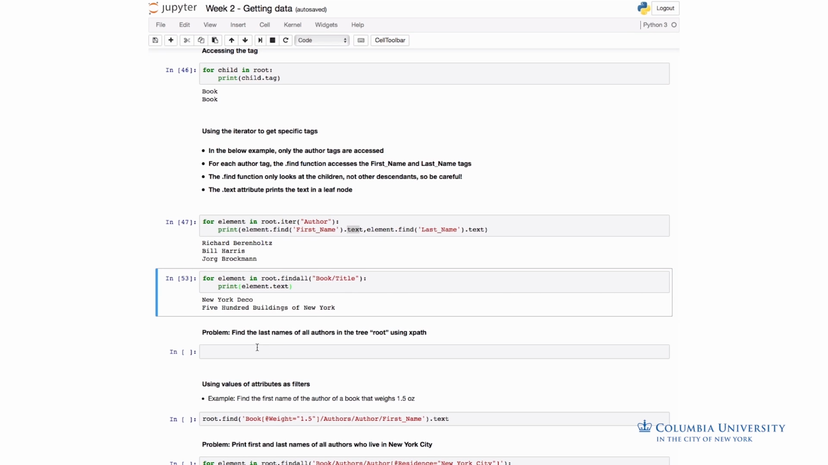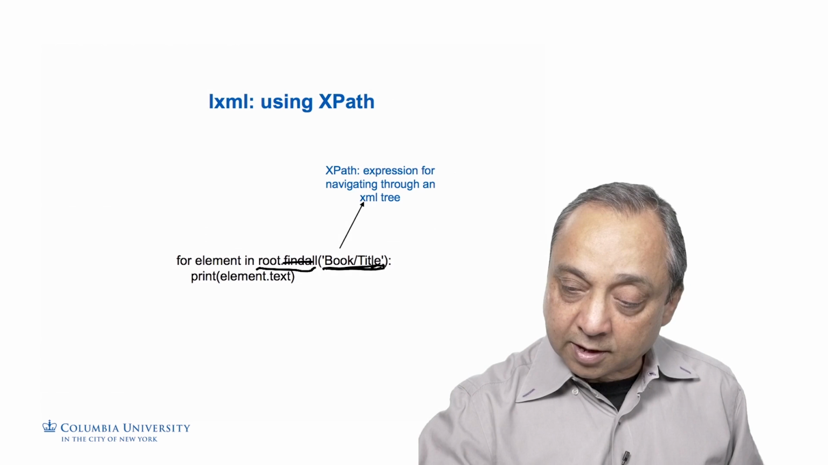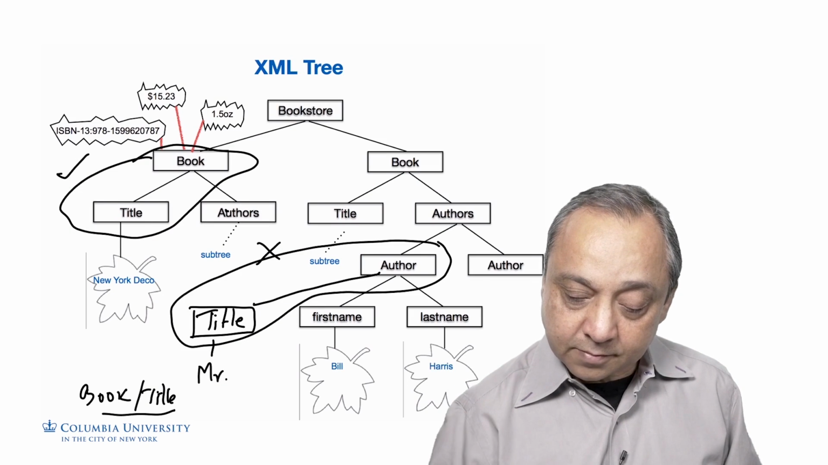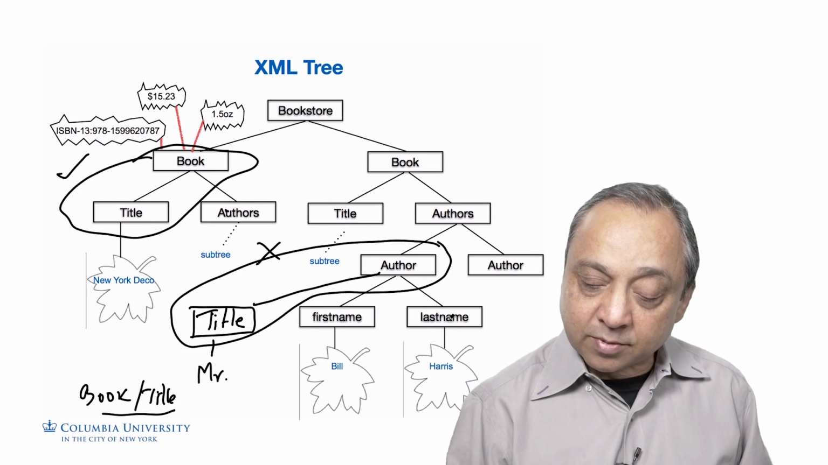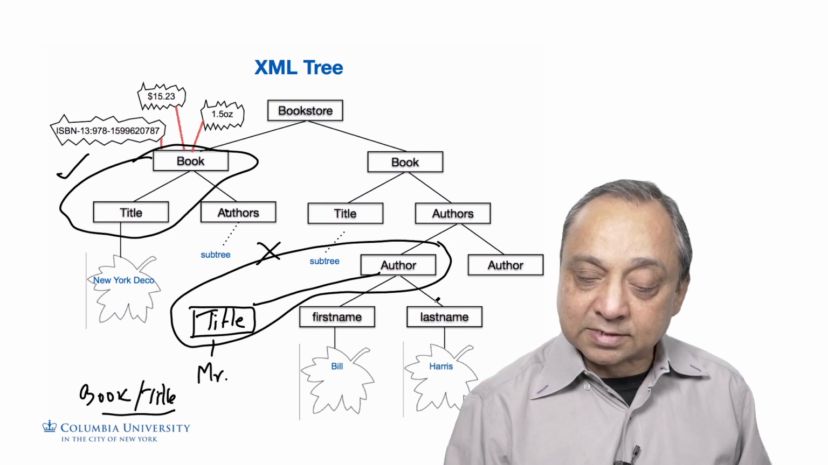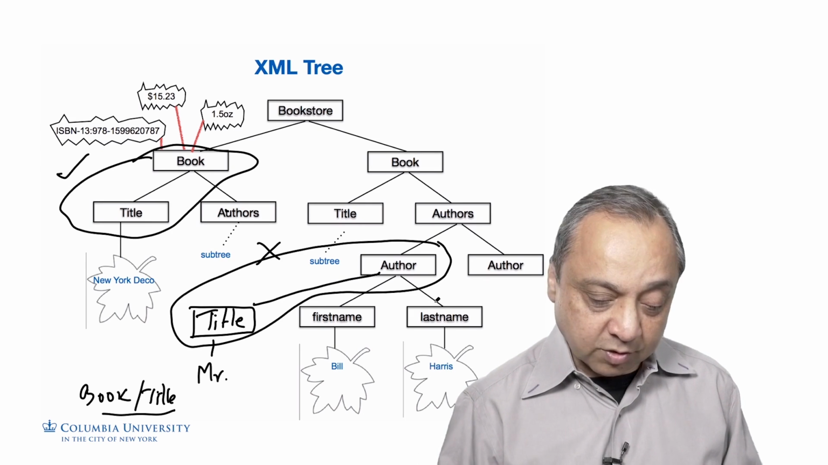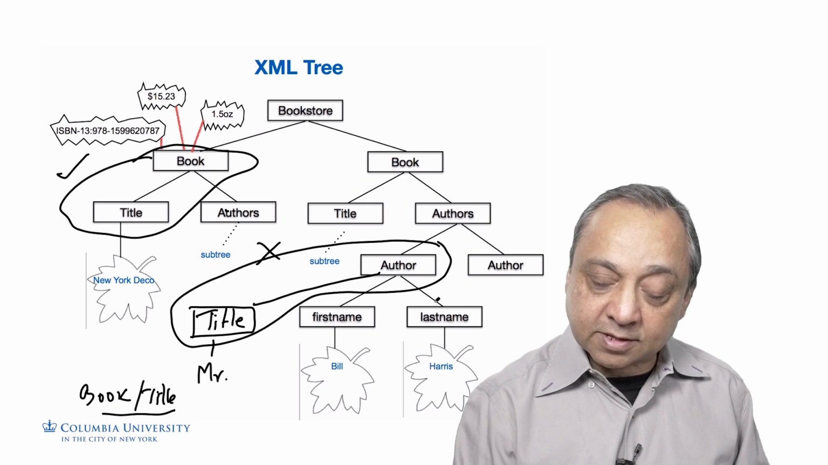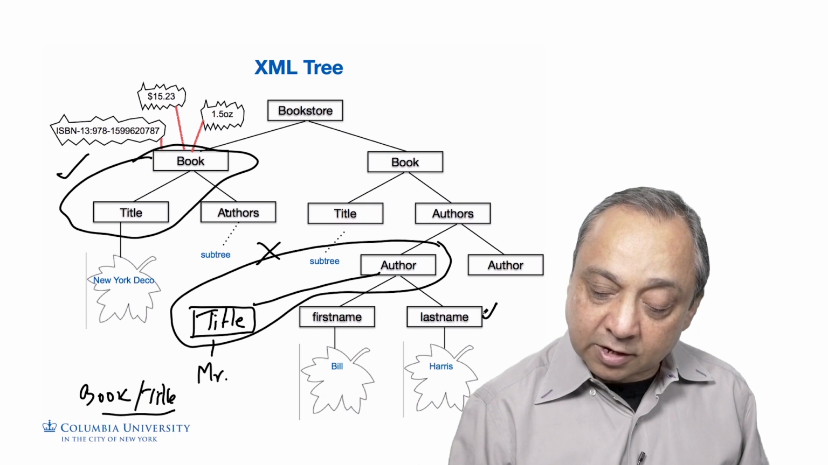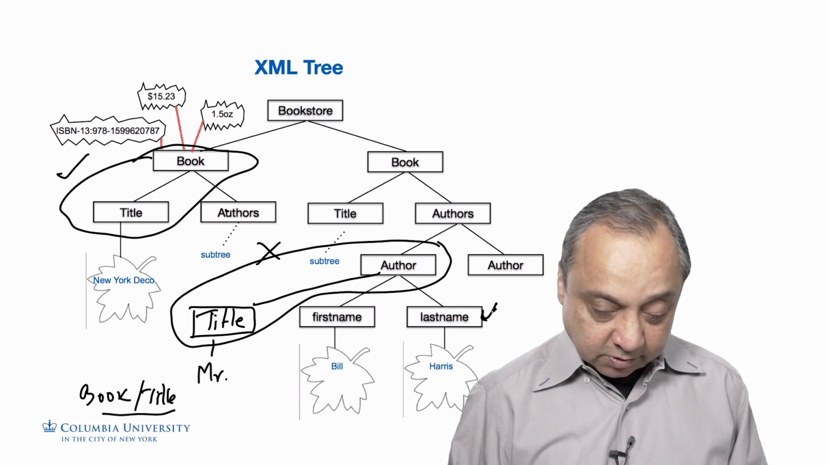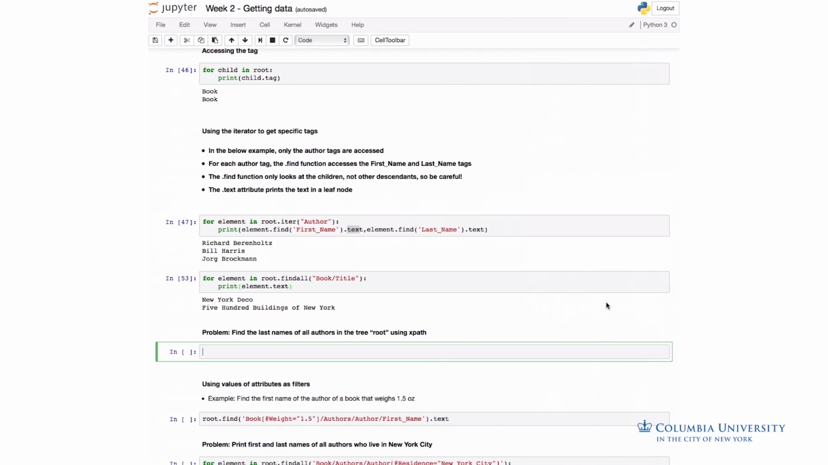Okay. So let's see if you can do this. Find the last name of all authors in the tree root using XPath. Let's go back to our diagram here just so that we have something to refer to. To find the last name, what we need is an author last name combination. We technically don't need that, but let's say we want to do that. So find all of this using the XPath that goes up to last name. All right, let's see if you can do that. Pause this and try it.